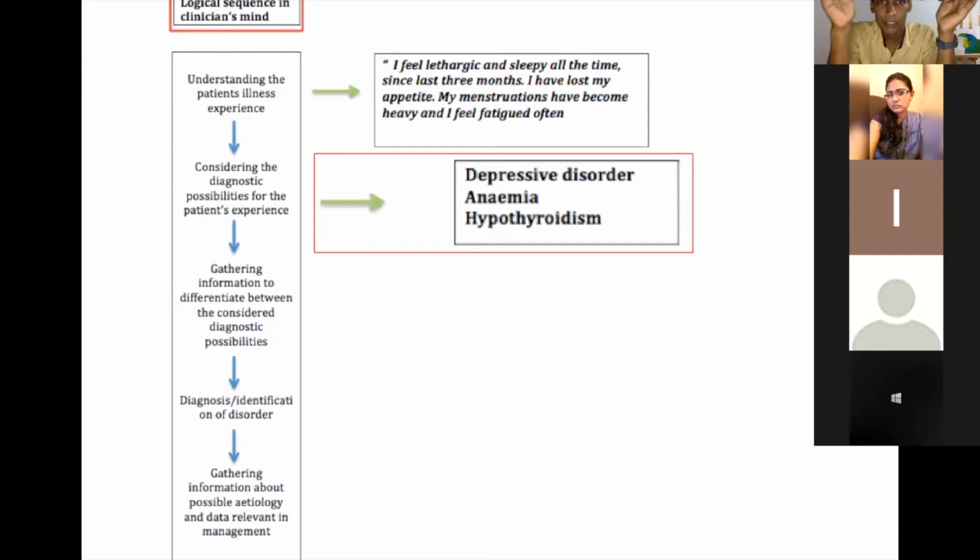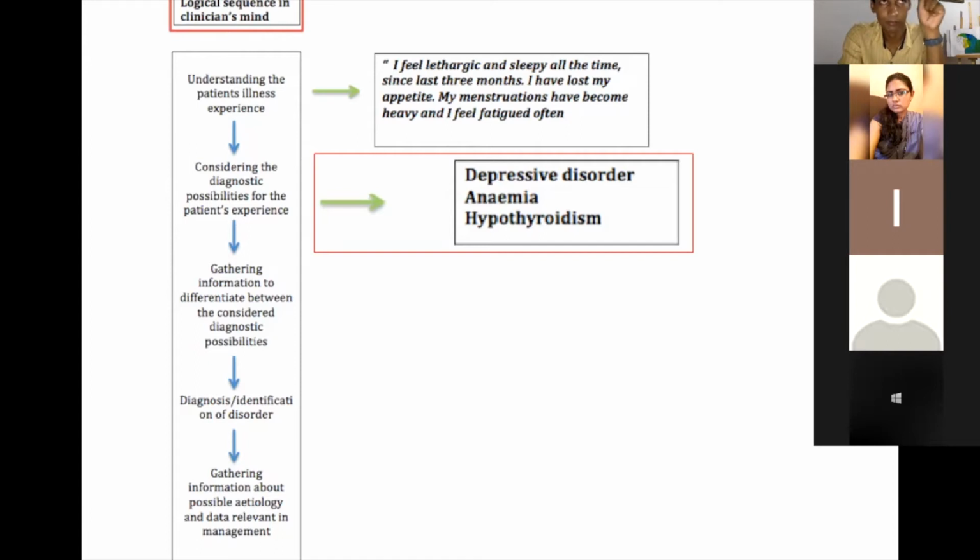Do you all agree with this? Do you have any other suggestions for this? This is what I mentioned in that note as most probable diagnostic possibilities, right? Then we try to differentiate between this. Now, you can see we are considering differential diagnosis right from the beginning of our assessment. That's what we do, right?